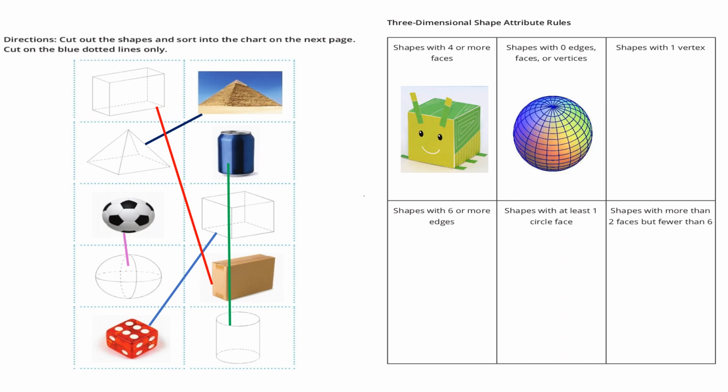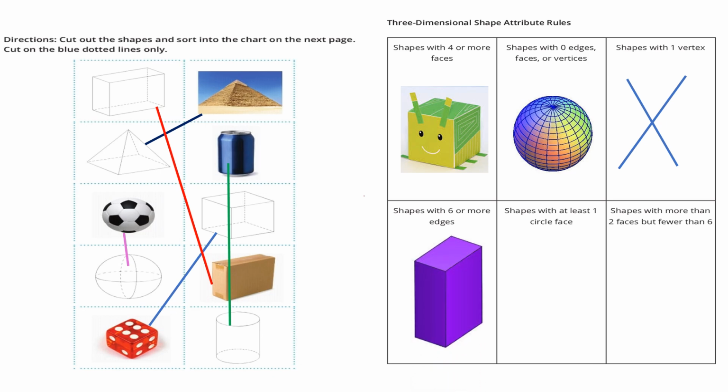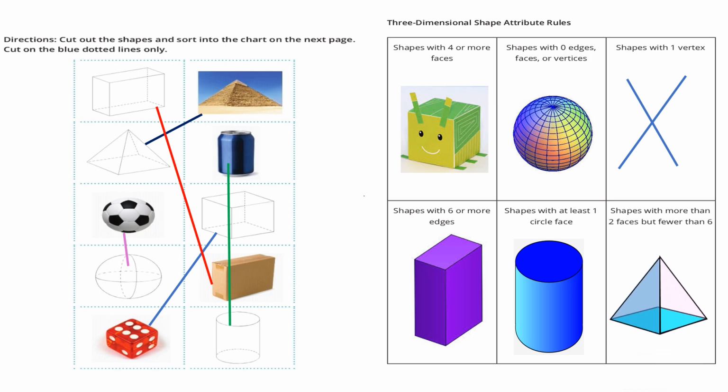Shapes with 1 vertex. Do we have any shapes with 1 vertex here? No. The next, shapes with 6 or more edges. Maybe rectangular prism? Yeah. Shapes with at least 1 circle face. Yeah, it's cylinder. Shapes with more than 2 faces, but fewer than 6. Yes, square-based pyramid.